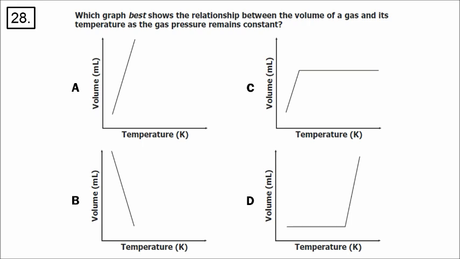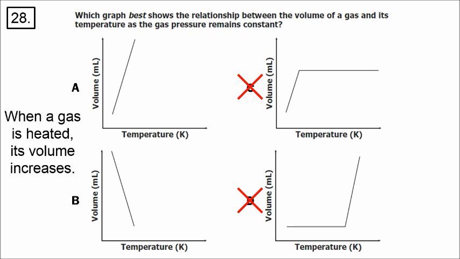Number 28 has 4 graphs, but really only 2 of them are worthy of our attention. So let's get rid of choices C and D because those graphs are showing really inconsistent trends. So it's either a direct relationship, which is choice A, or perhaps an inverse or indirect relationship, which is choice B. So we're looking for the relationship between volume and temperature. When a gas is heated, its volume increases. So a balloon will expand when heated, and it will shrink when it's cooled. That is a direct relationship, so the correct answer is A.